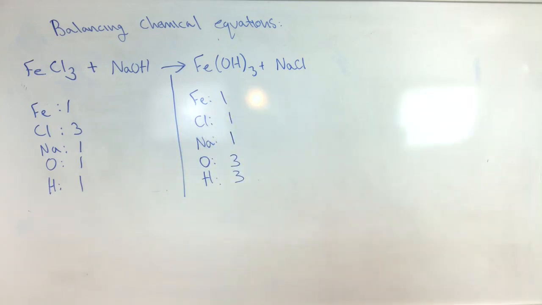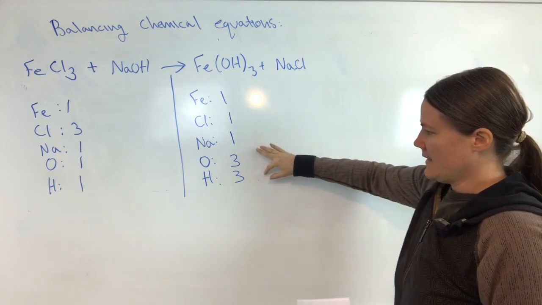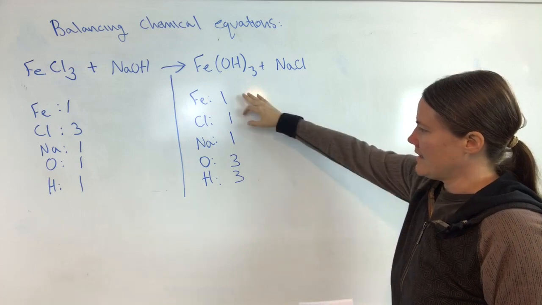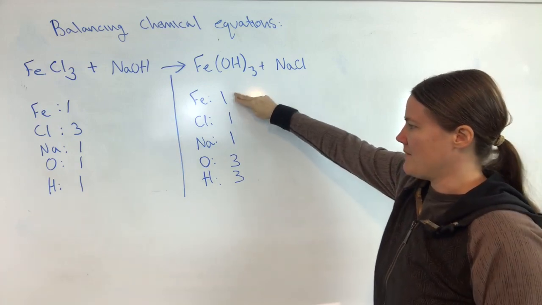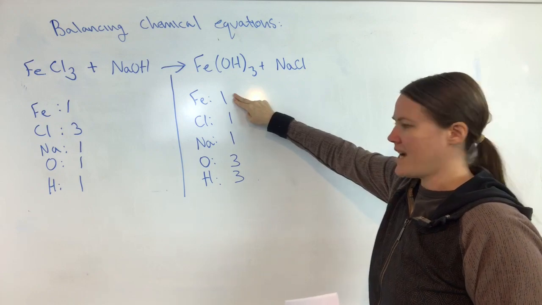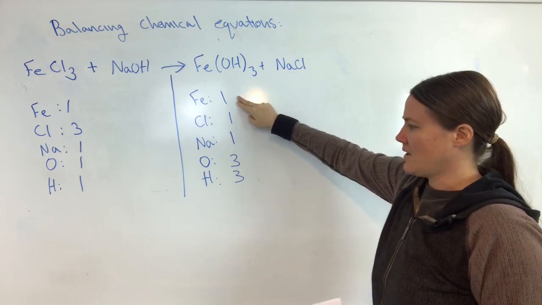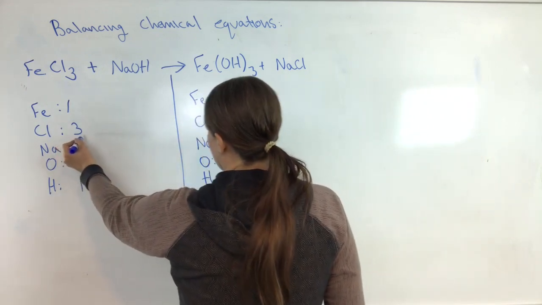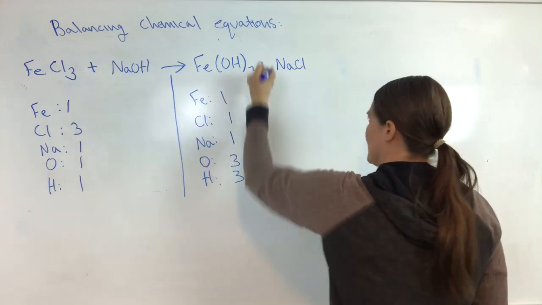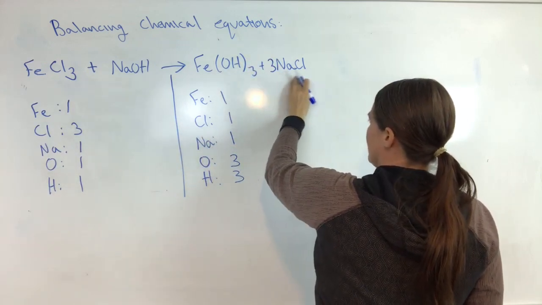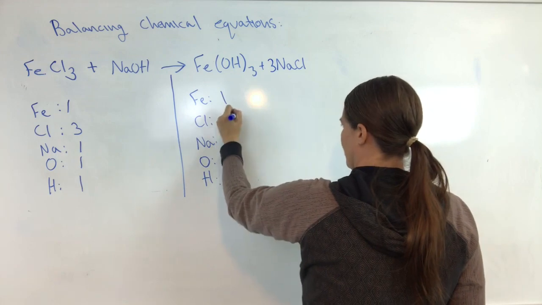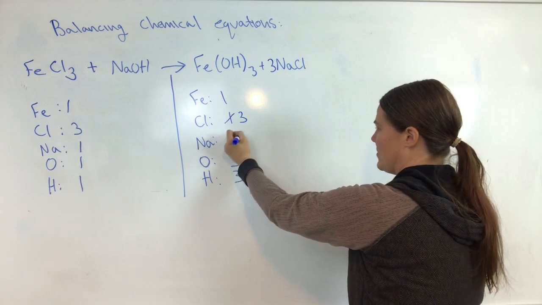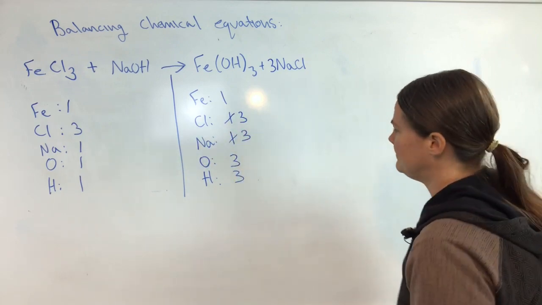Okay, so to balance this, I'm going to do the oxygen and hydrogen last. And I'm just going to start with iron. But iron is already balanced, so I can go on to chlorine. So I'm going to balance the chlorine. So I have 3 chlorines on this side, and so that means I need 3 on this side. So I'm going to put a 3 in front of this sodium chloride. So now I have 3 chlorines. But I've also changed the number of sodiums. Now I have 3 sodiums.